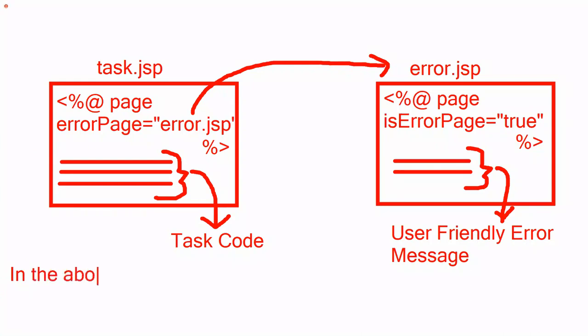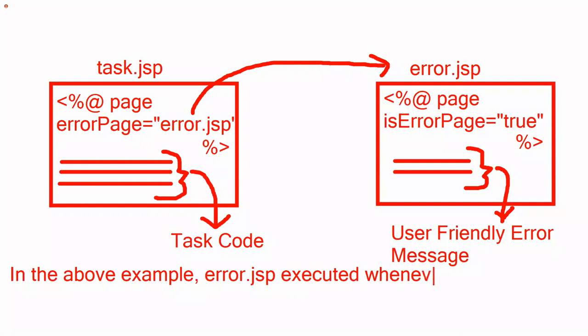In the above example, error.jsp executed whenever exception occurs in a task.jsp.